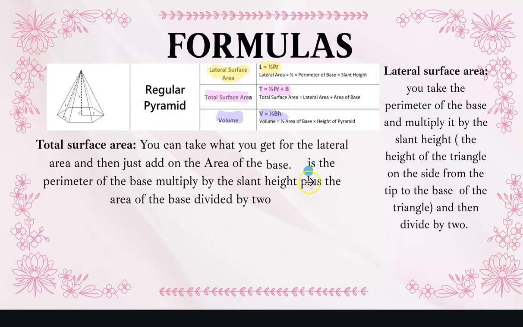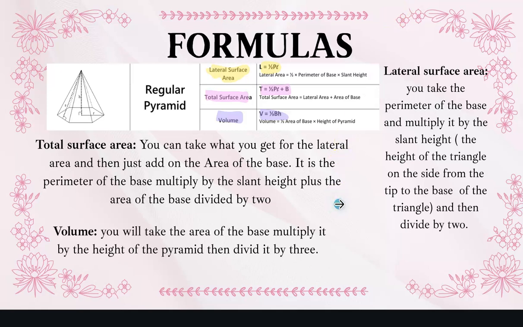For total surface area, what you're going to do is take what you got for the lateral surface area and just add on the area of the base, which is that capital B. It's just the area of the base. For volume, you will take the area of the base and multiply it by the height of the pyramid and then divide it by 3, which is the same as 1/3 as this formula chart states above.